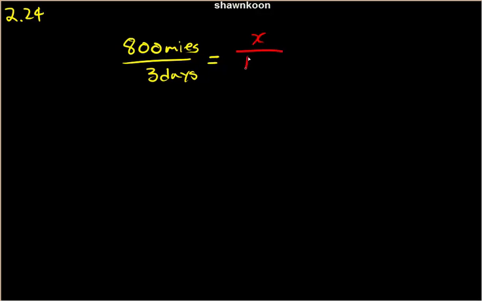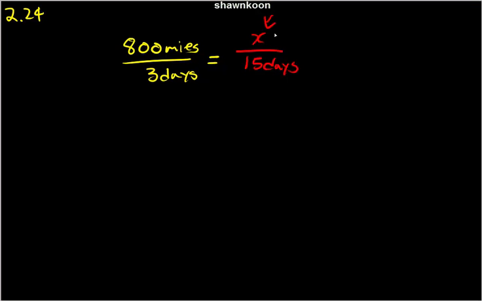So 2.24. Donna drives her van 800 miles in how many days? 3 days, right? Okay, and because it's a proportion, we set it equal to what? She drives X amount of miles in 15 days. So we're looking for what X is.